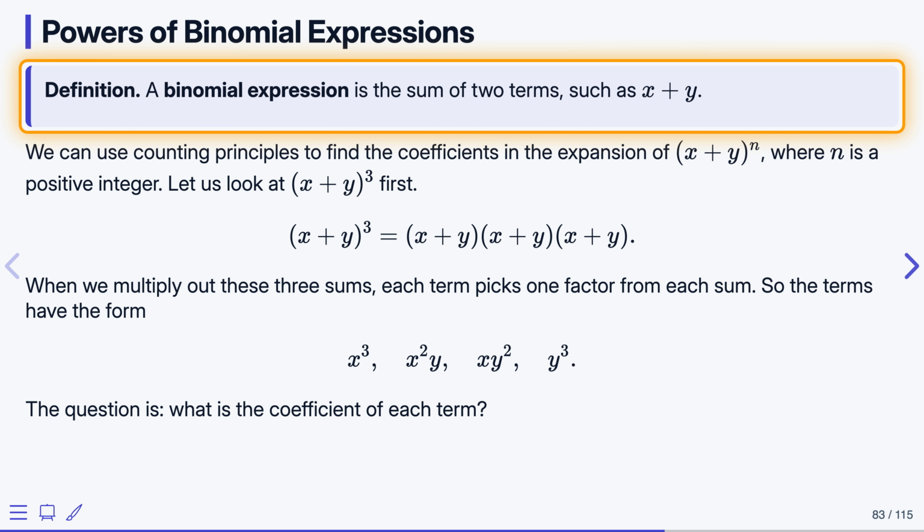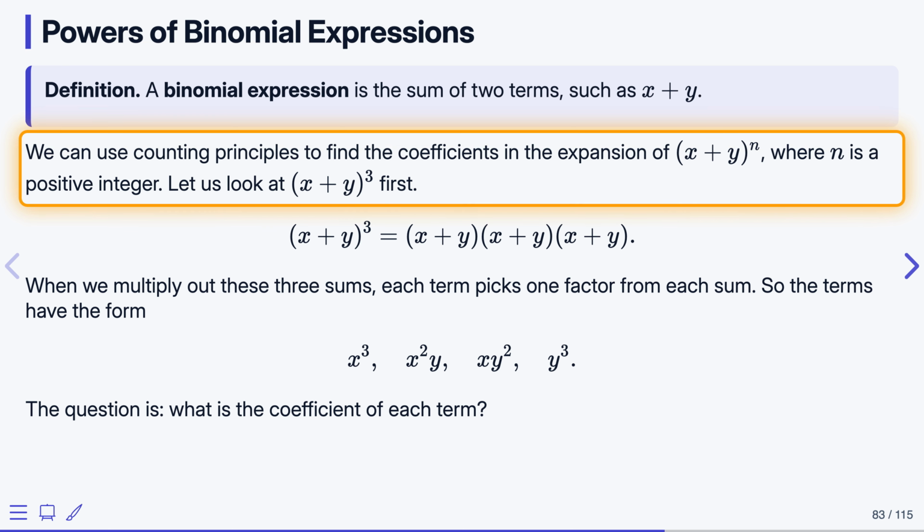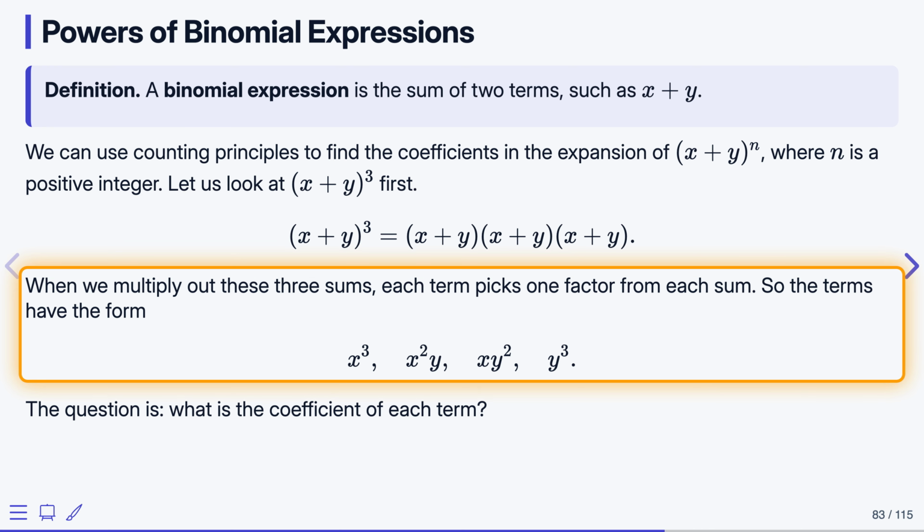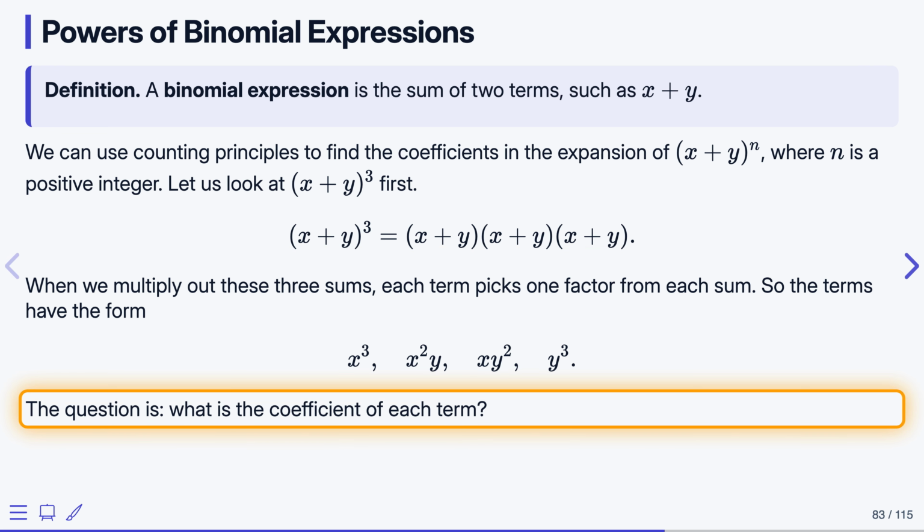A binomial expression is just the sum of two terms, like x plus y. We want to expand x plus y to the power n. Let's start with the power 3. So x plus y cubed is x plus y times x plus y times x plus y. When we multiply these three sums, each term takes one piece from each sum. The pieces are either an x or a y, so the terms we get have the forms x cubed, x squared times y, x times y squared, and y cubed. Now we ask, what number sits in front of each term?